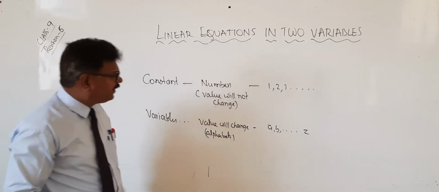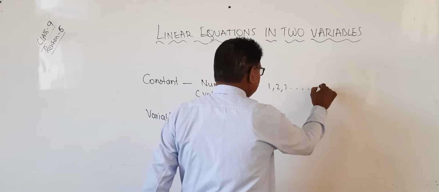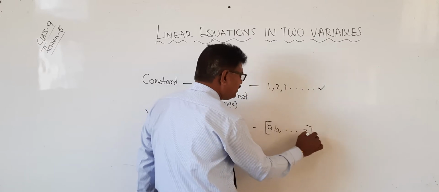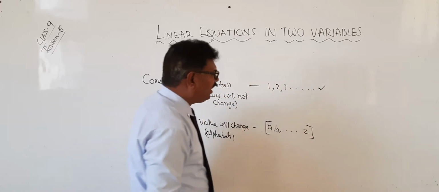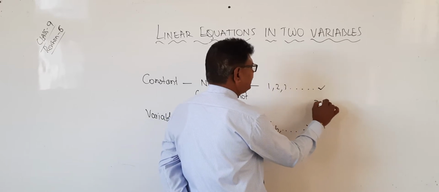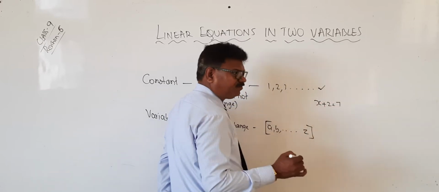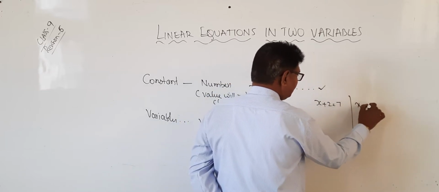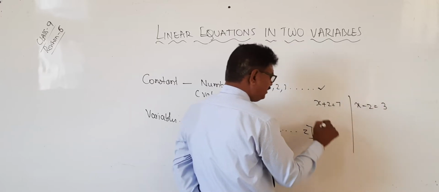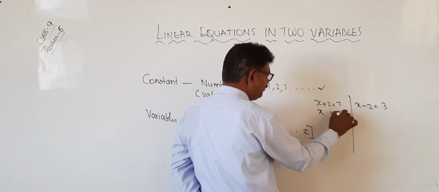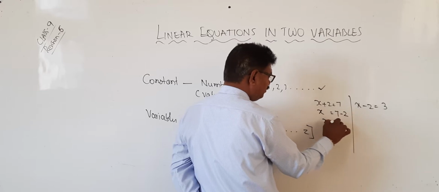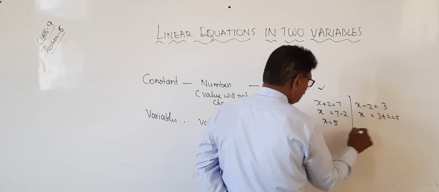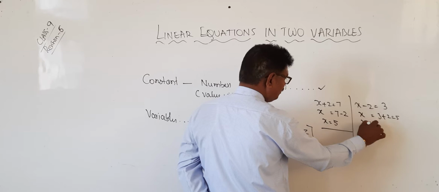So why is it changing? For what purpose are they changing? See, last year we have studied like this: x plus 2 is equal to 7. x minus 2 is equal to 3. So when you take like this, 7 minus 2, x equals 5. Here x equals 3 plus 2, which is also 5. So x equals 5.